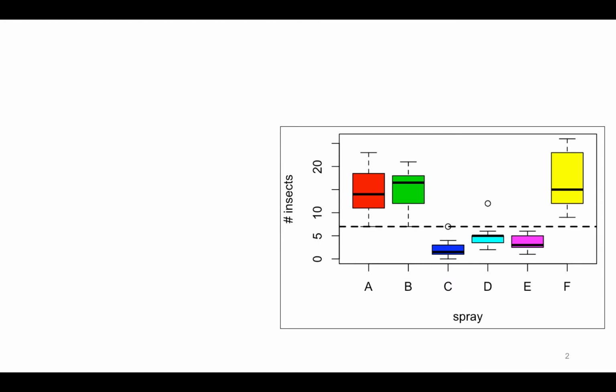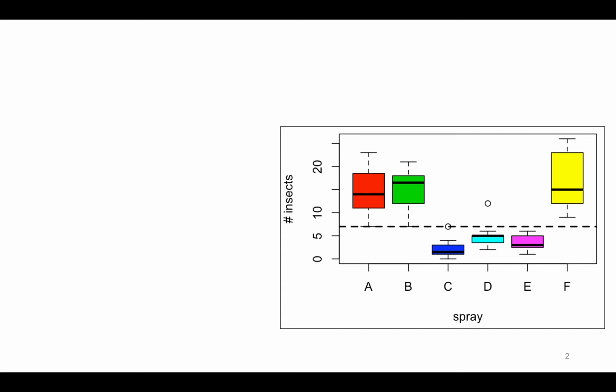You may recall we looked at an example where we were comparing different types of insecticides, and we decided to focus on spray C and spray D, and basically just comparing those two to test whether one is more effective at controlling insects than the other. So basically our null hypothesis would be that those two sprays are equally effective. Our alternative hypothesis is that the sprays are not equally effective, that one works better than the other.